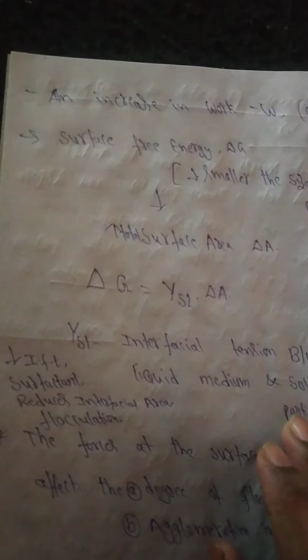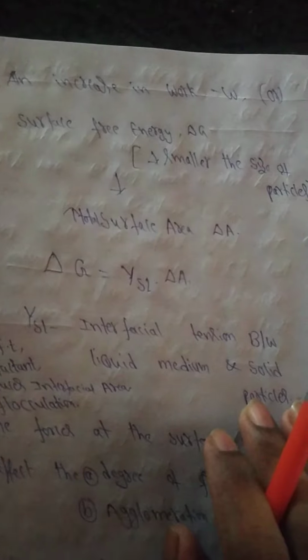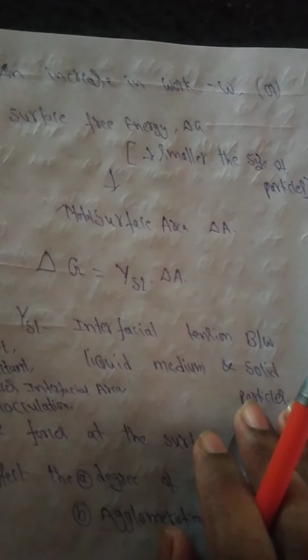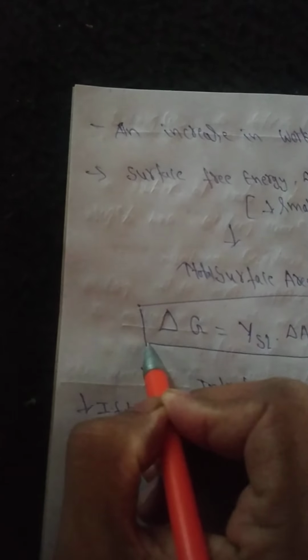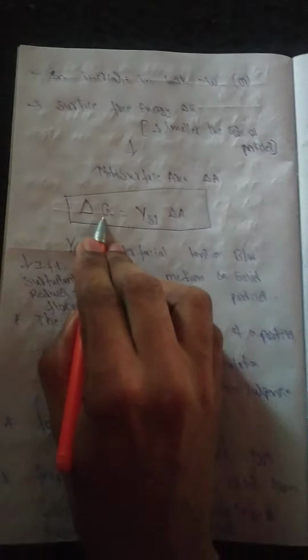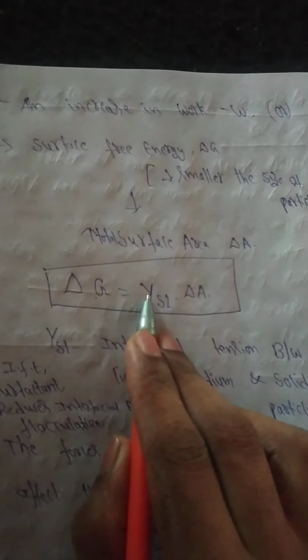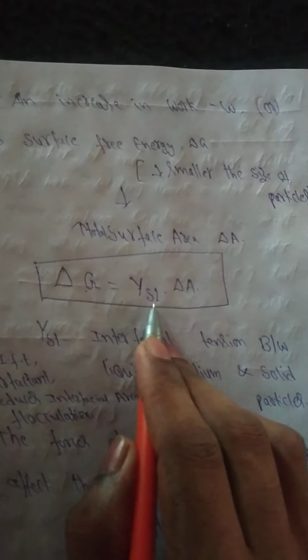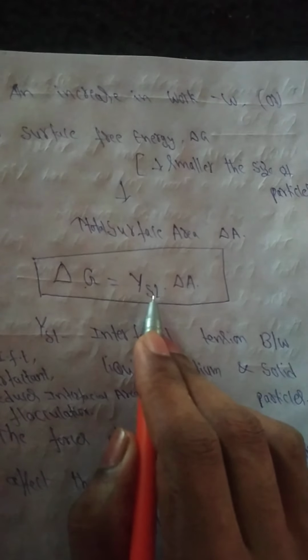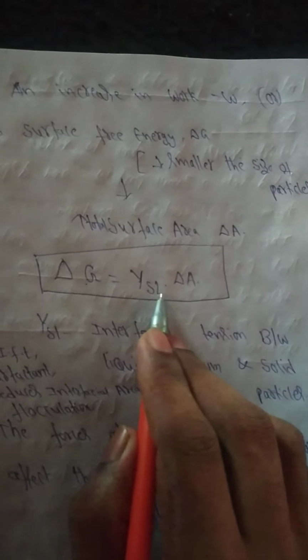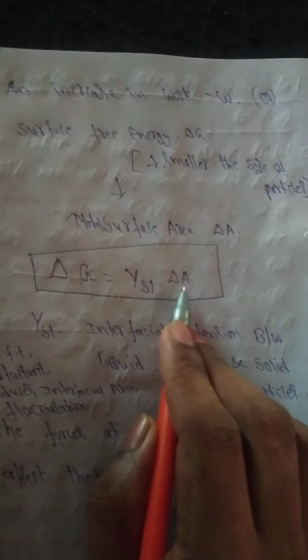an increase in work or surface free energy is needed to increase the total surface area. This can be explained by using the following equation. Delta G means total work, gamma SL means the interfacial tension between two substances like liquid medium and solid dispersed particles, and delta A means surface area.